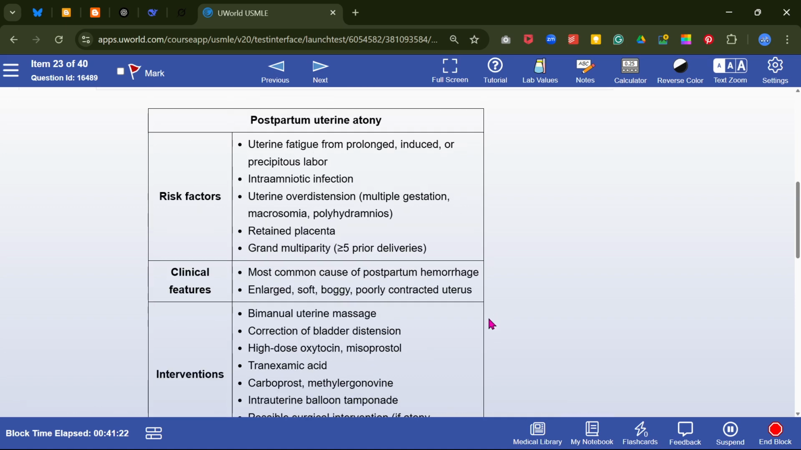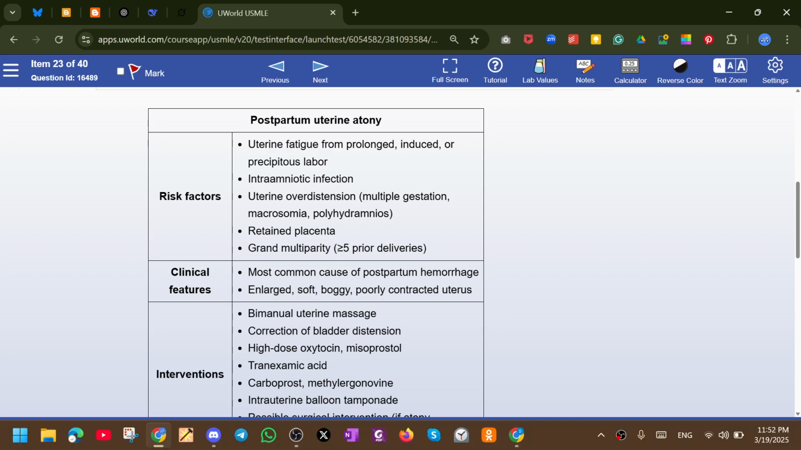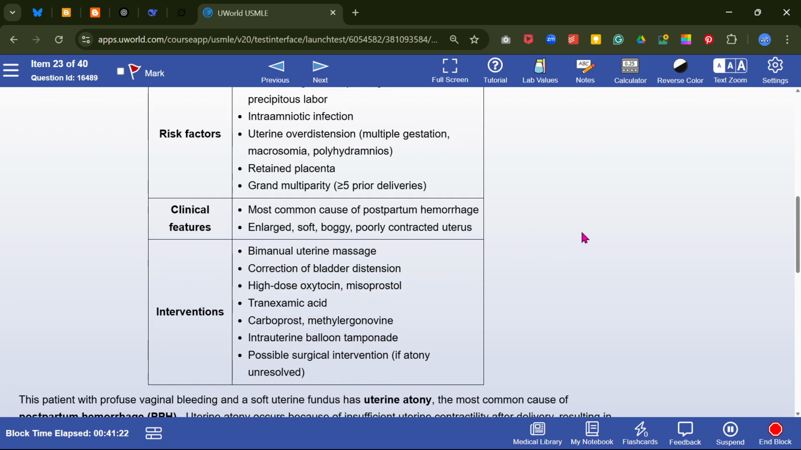Okay, so postpartum uterine atony, uterine fatigue from prolonged or induced precipitous labor, intraamniotic infection, uterine overdistension, multiple gestation, macrosomia, polyhydramnios. There may be retained placenta and grand multiparity, 5 or more than 5 prior deliveries. Clinical feature: most common cause of PPH, and an enlarged, soft, boggy, poorly contracted uterus.